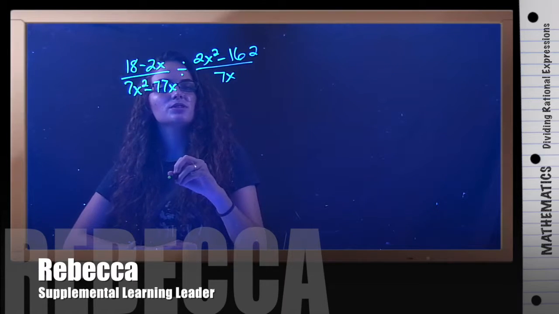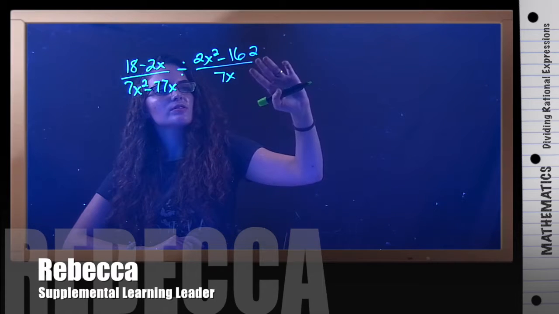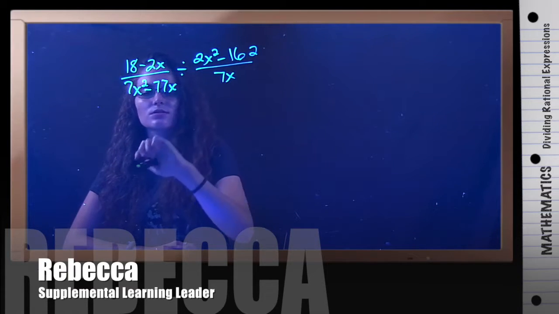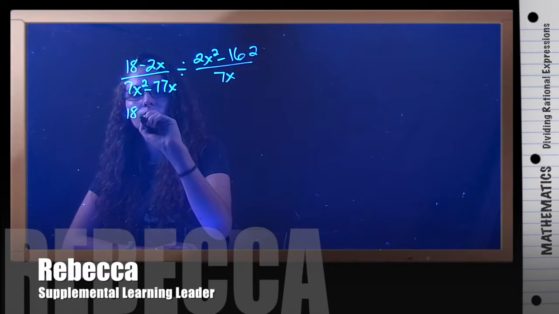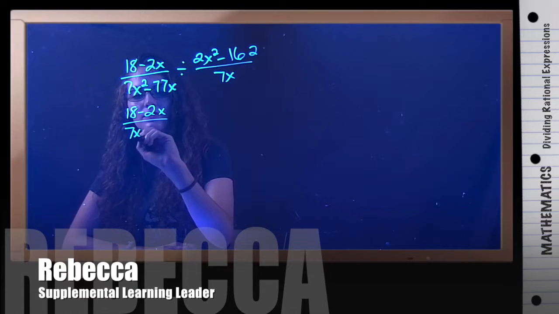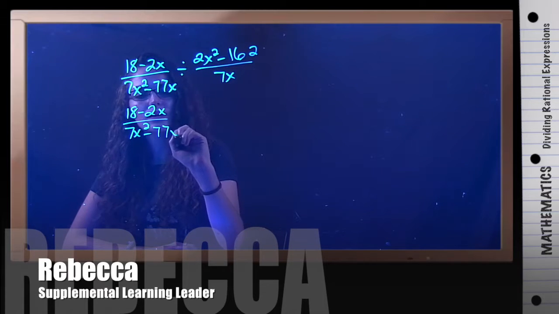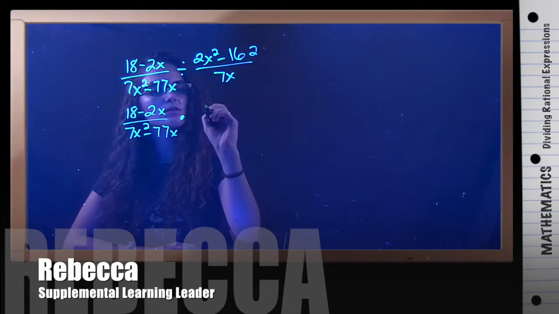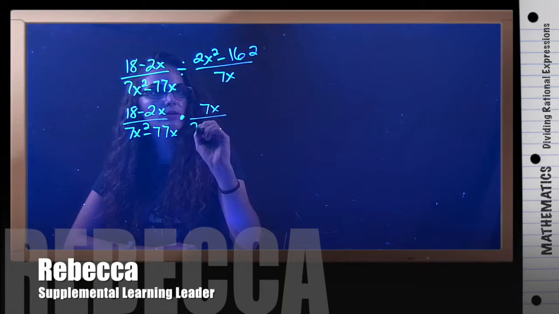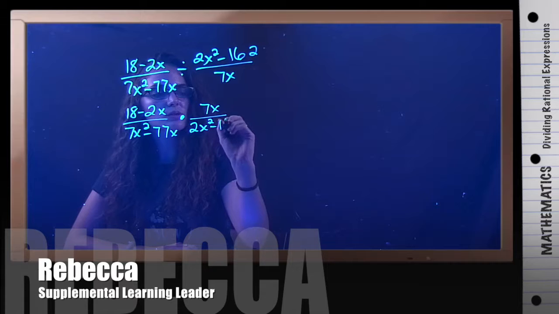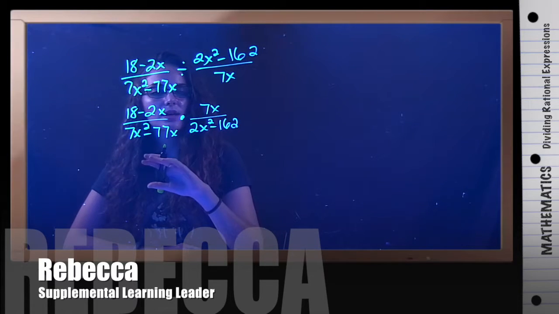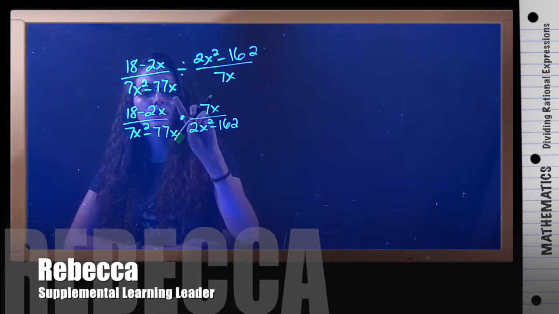Now, to do division, you just have to remember that you have to flip the second fraction and change this to multiplication. So you have (18 minus 2x) over (7x squared minus 77x) times, we're going to flip this fraction, 7x over (2x squared minus 162). Now we're going to factor everything and see if anything reduces.